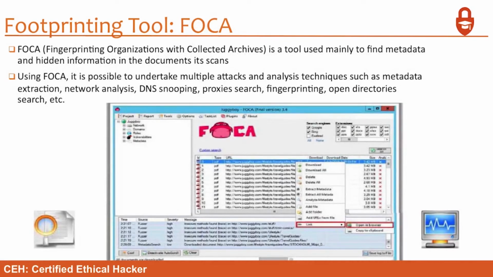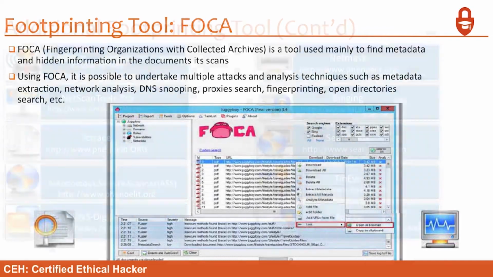And then FOCA. FOCA is another tool, fingerprint organization with collected archives. So you need to run this over and over and over to get good stuff over a period of time, right? Using FOCA, it is possible to undertake multiple attacks and analysis techniques such as metadata extraction and network analysis, DNS snooping, proxy search, fingerprinting, open directories search, etc., etc. So it's kind of a cool tool. I don't use it often.